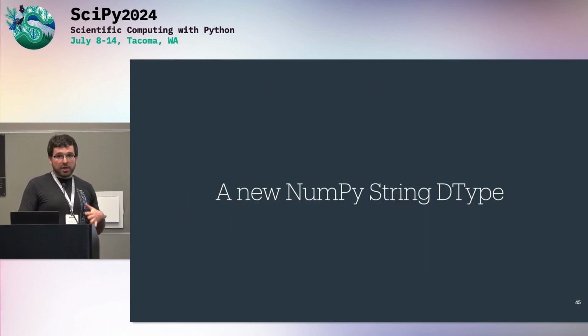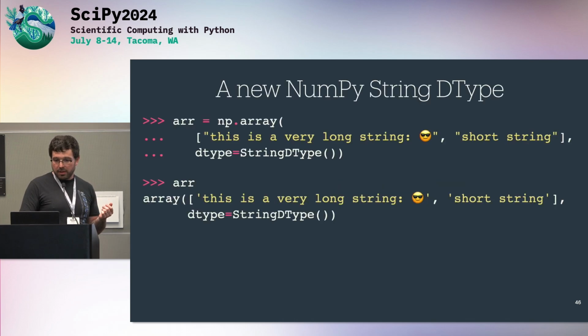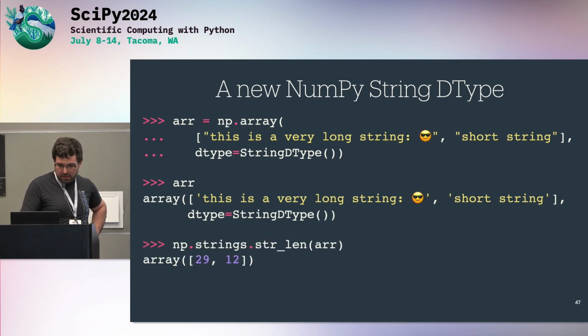So the rest of the talk is going to be about the new NumPy string dtype. It's available in NumPy 2.0, np.dtypes.StringDType. It has support for UTF-8 encoded variable width strings. I have a Unicode emoji in there, and it's reproduced exactly. There are string ufuncs in NumPy now, in NumPy 2.0.